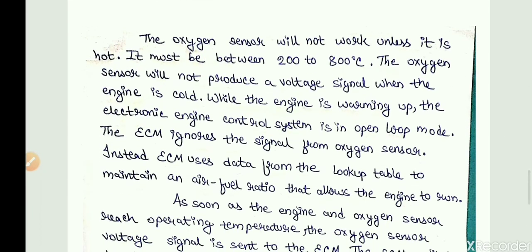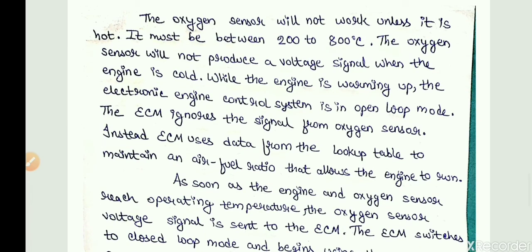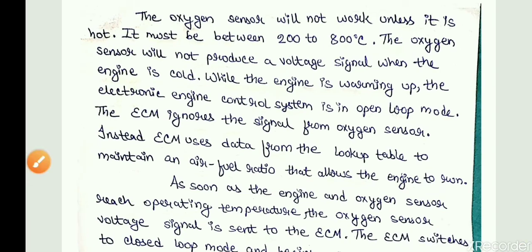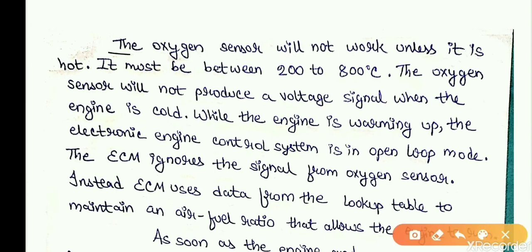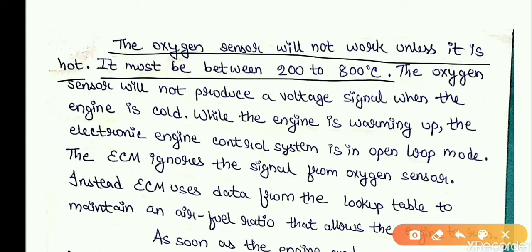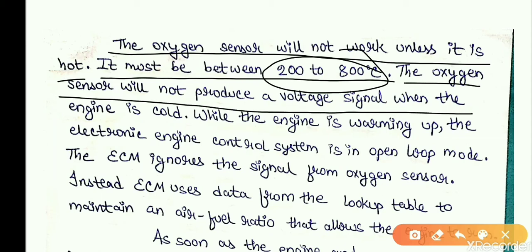Now see, there are various conditions for this oxygen sensor to work. See the first point: the oxygen sensor will not work unless it is hot. That means this oxygen sensor will not work if it is not hot. It must be between 200 and 800 degrees Celsius. That means the working temperature of the oxygen sensor is between 200 and 800 degrees centigrade. The oxygen sensor will not produce a voltage signal when the engine is cold. That means at the time of starting, the oxygen sensor will not work.